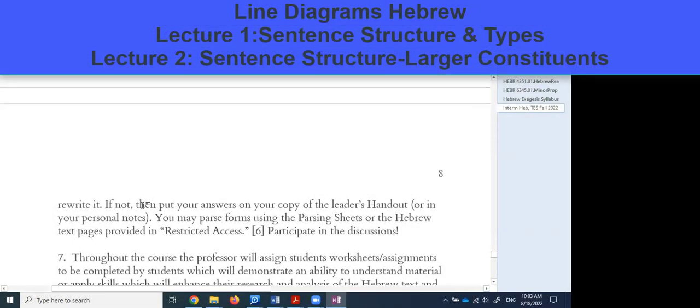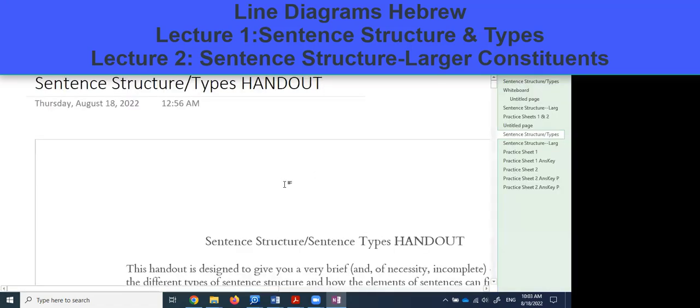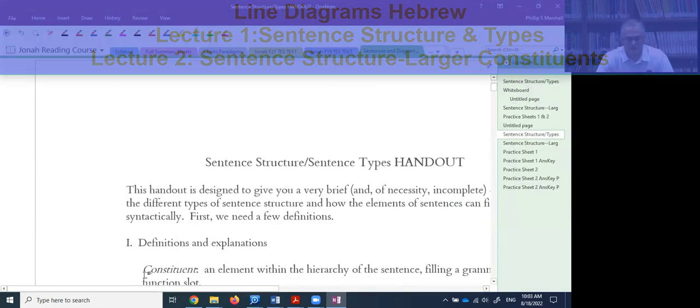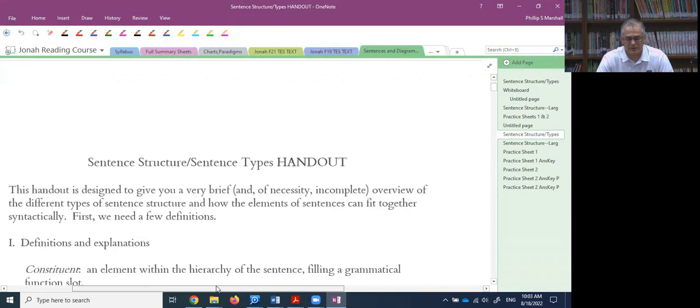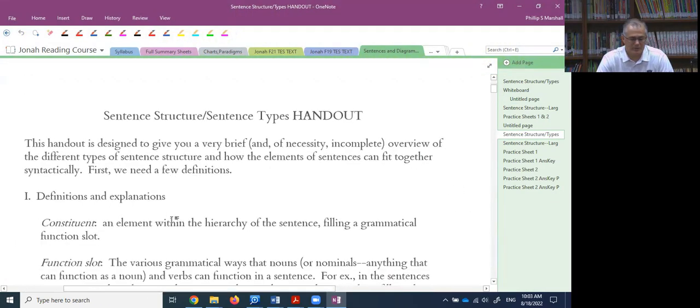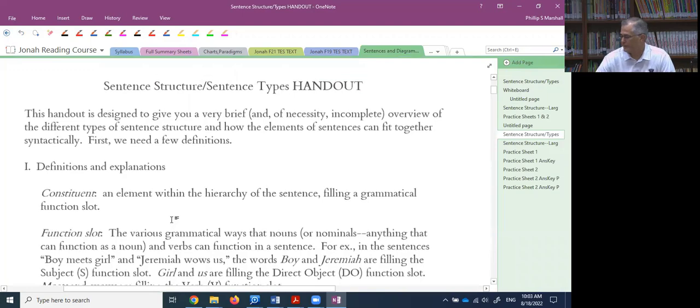Let us go to the first lecture, which is sentence structure and sentence types. And we'll spend about 20 minutes here going through this. So hopefully you guys have printed this out and have these with you. You can make some notes as necessary.